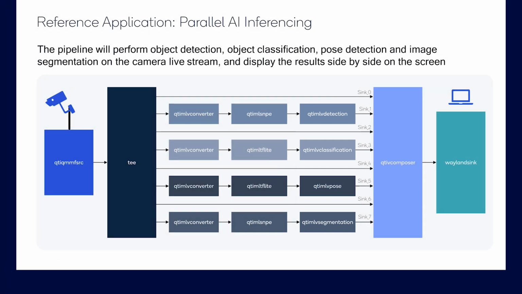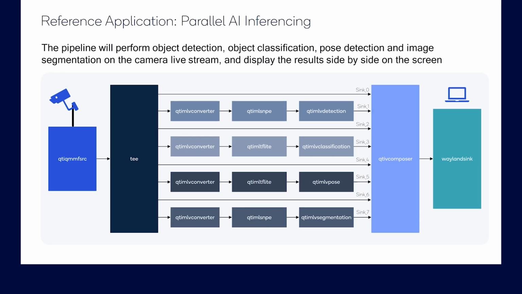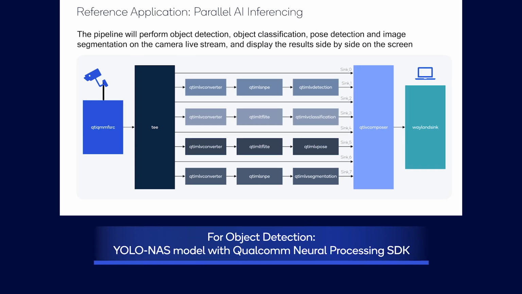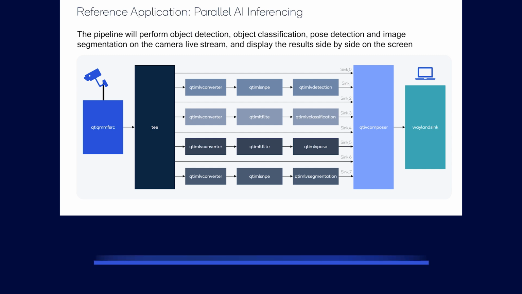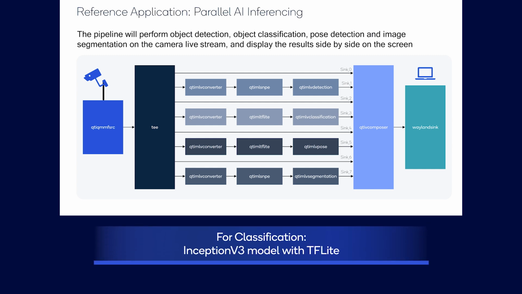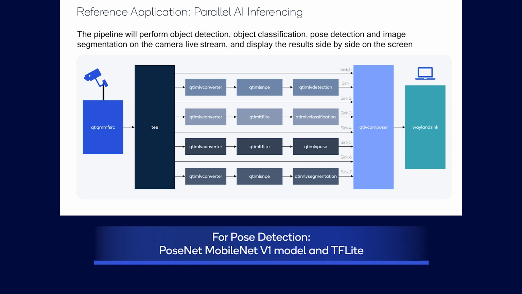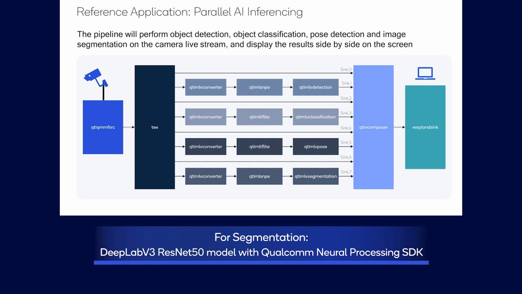Here are the specific models used in this sample example for the 4 use cases. For object detection, the application uses YOLO NAS model with Qualcomm Neural Processing SDK for inferencing. Next, classification results that uses the Inception v3 model. Inferencing is done with Tensorflow Light plugin. For pose detection, it uses PoseNet MobileNet v1 model and TF-Lite inferencing. Finally, for segmentation, the application uses the DeepLab v3 ResNet50 model with Qualcomm Neural Processing SDK for inferencing.